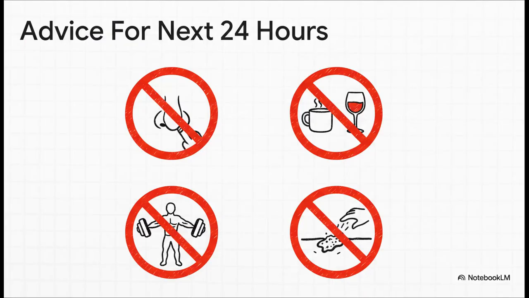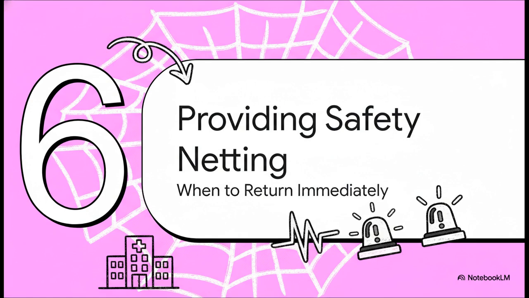And what they do after the bleed stops is just as important as stopping it. Give them a clear list of things not to do for the next 24 hours. No hot drinks, no heavy exercise, and definitely no picking their nose. Every single one of these instructions is about one thing: protecting that new clot so the bleeding doesn't start all over again. And last, but definitely not least, safety netting.